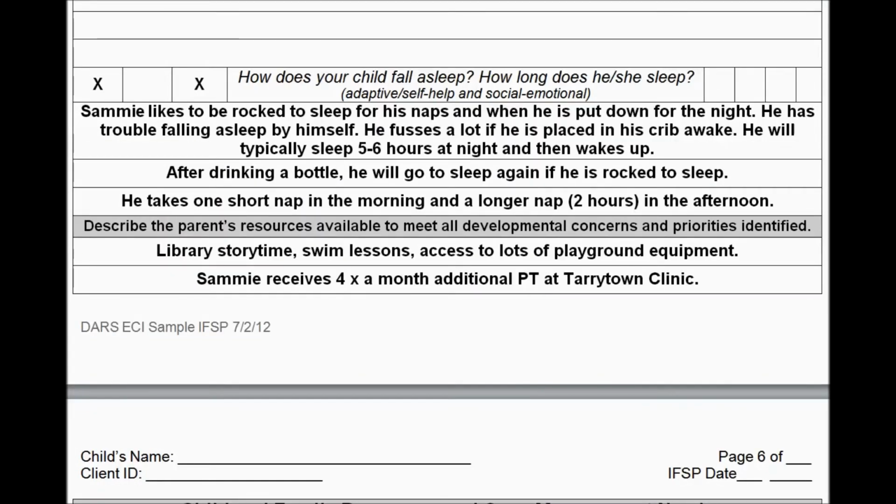So Sammy receives 4 times a month additional PT at Tarrytown Clinic, and that's all you would need to do. The service coordinator would need to get periodic updates from the providers at the Tarrytown Clinic with the family's written informed consent in order to coordinate services for the child. Remember, service coordinators have the responsibility to coordinate all early intervention services.